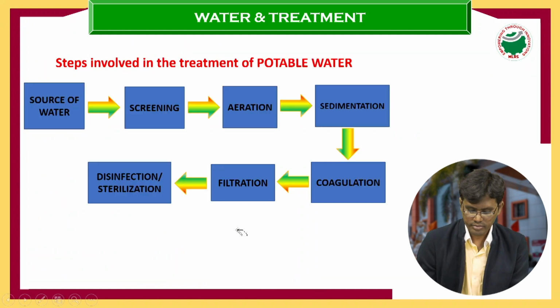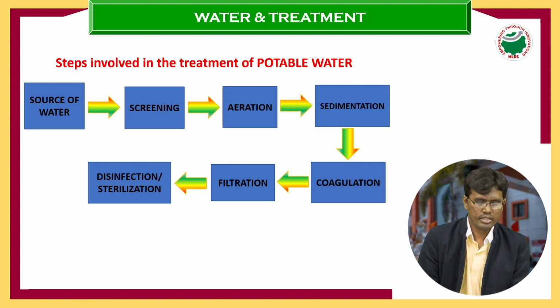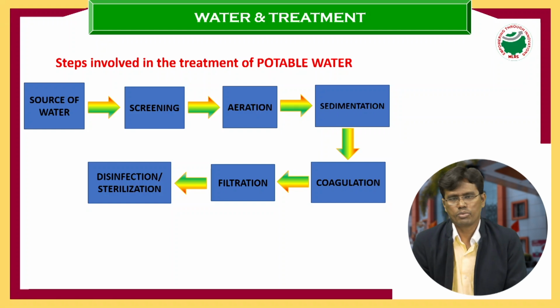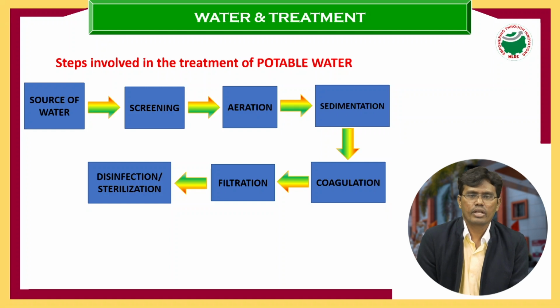Next, the steps involved in the treatment of potable water. There are 7 steps: source of water, screening, aeration, sedimentation, coagulation, filtration, and disinfection or sterilization. Again I am repeating: source of water, screening, aeration, sedimentation, coagulation, filtration, and disinfection and sterilization.